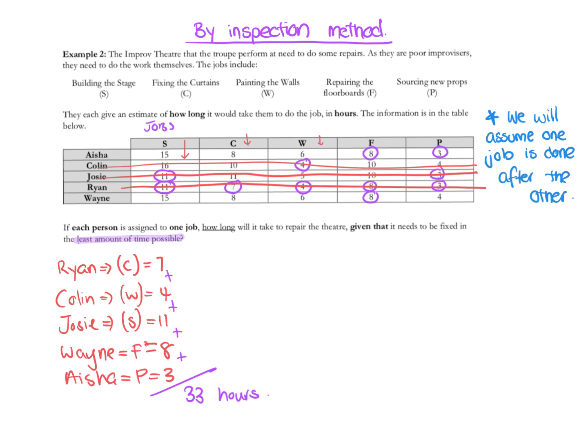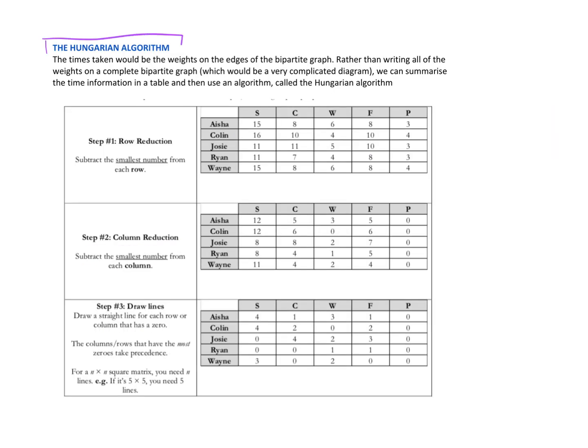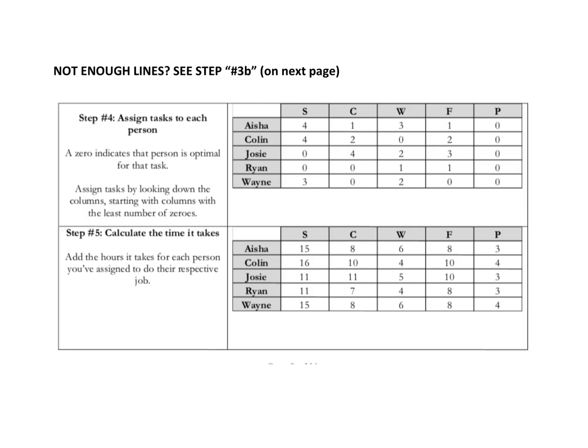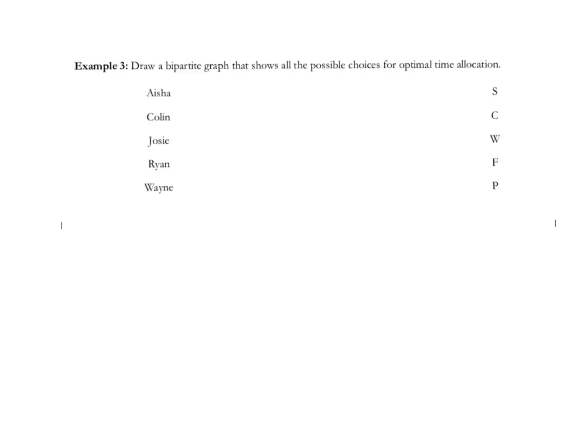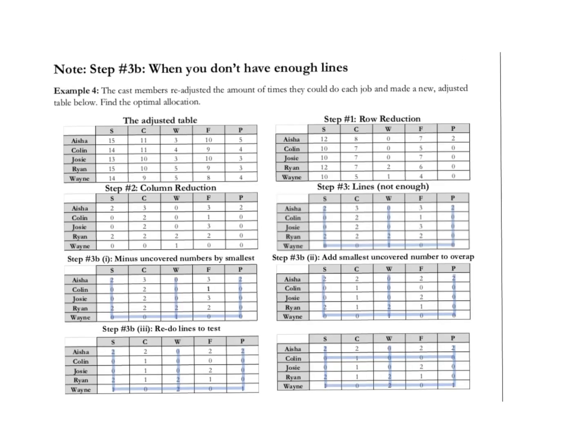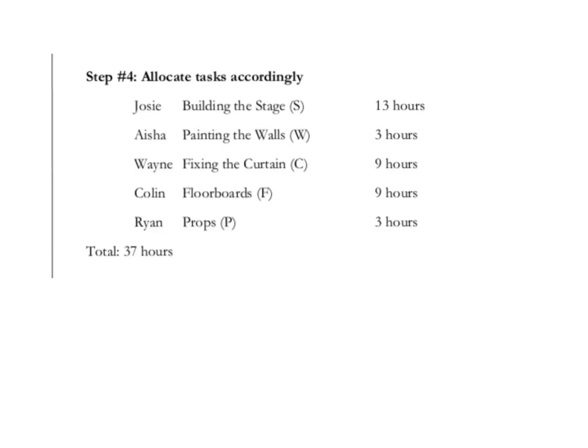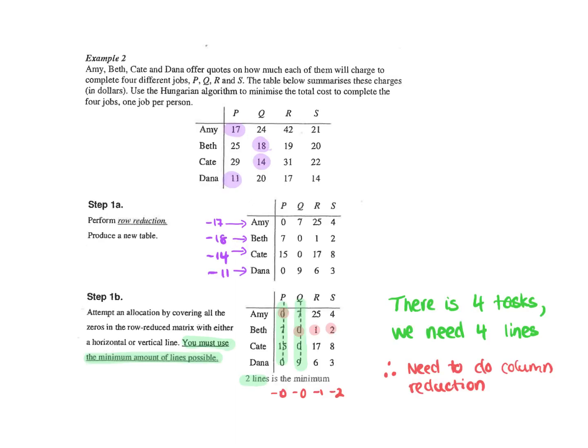Okay, so the next method we're going to do is the Hungarian method up here. I'm going to skip over these pages. If it's not enough, then we do these other steps. I'm not going to show you on this one. We're going to go through this process again, and you would go to that, we're going back to the sheet I gave you.